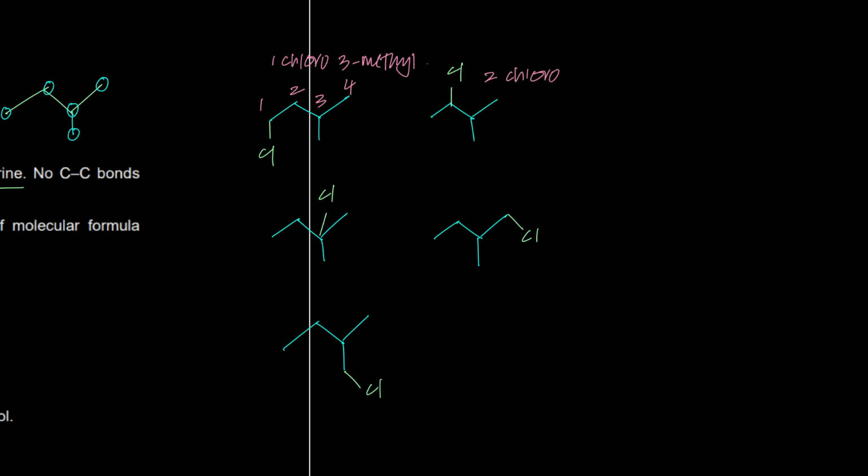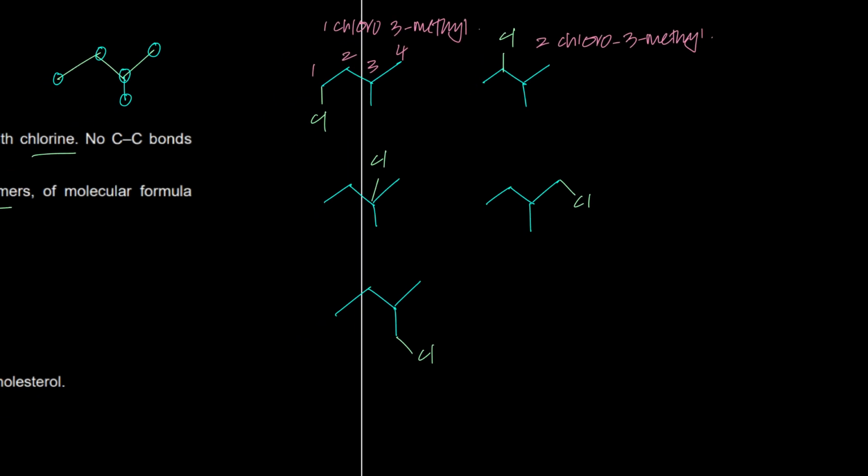I'm just writing it so students who are just looking into this PDF can also get advantage of it. So it's 2 chloro, 3 methyl. So these two are 2 isomers. Next, this fella right here. I don't even have to name it, but if you look at this fella, it has a CH3 right here and it has a CH3 right here.